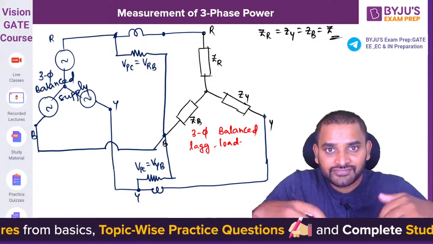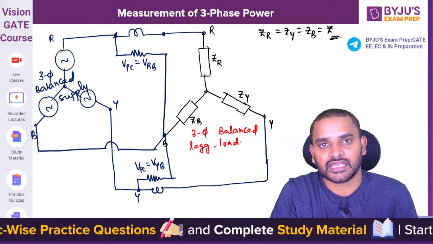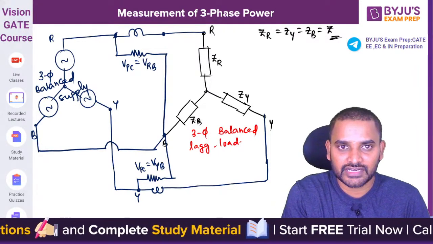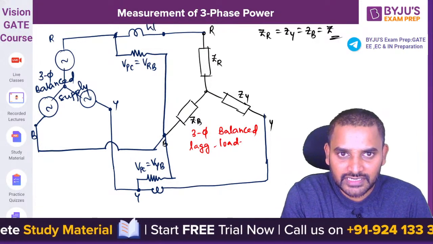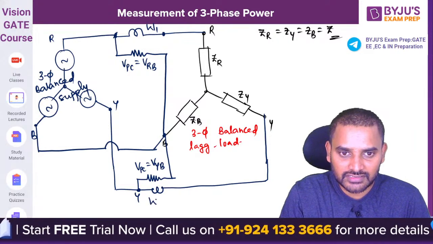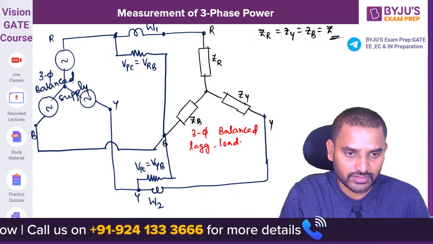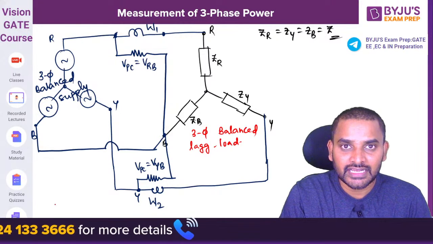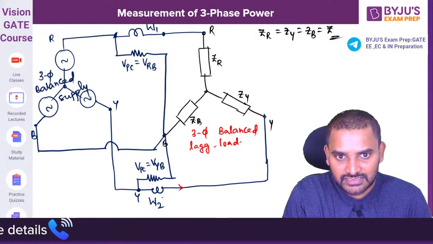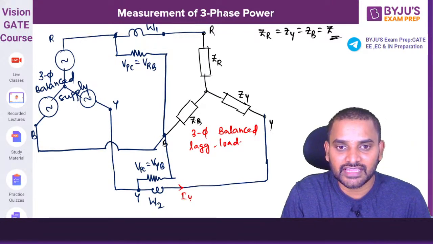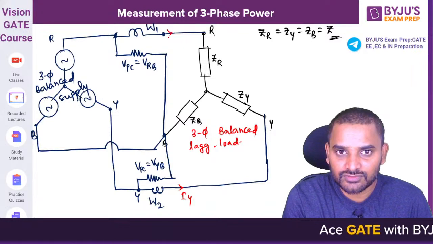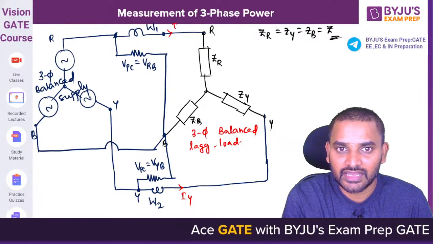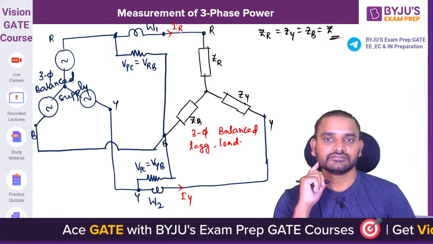Now we have to check these wattmeter readings. Let us mark this wattmeter reading as W1, and this wattmeter reading as W2. I am mentioning the current flowing through this second wattmeter as IY, and the current flowing through this first wattmeter's current coil as IR.